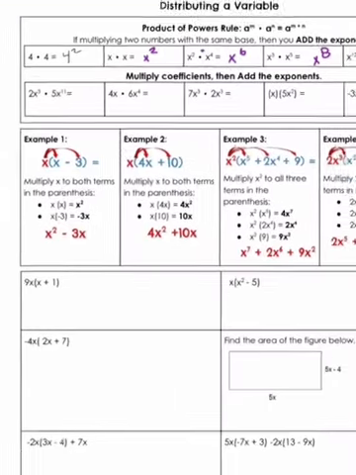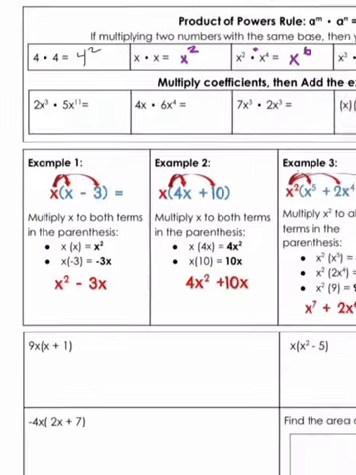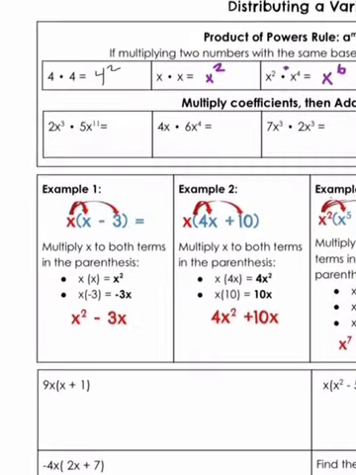When you have numbers out front, which are coefficients, what you're going to do with those is multiply the coefficients like you normally would. 2 times 5 is 10. And then we're going to add our exponents. 3 plus 11 is 14. And we have our x.